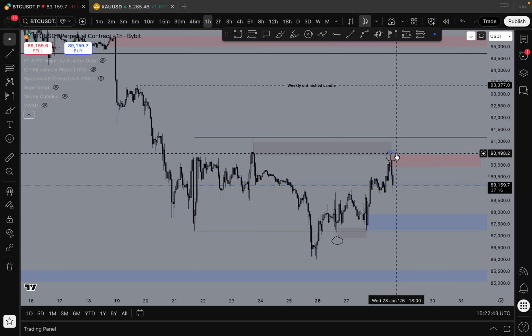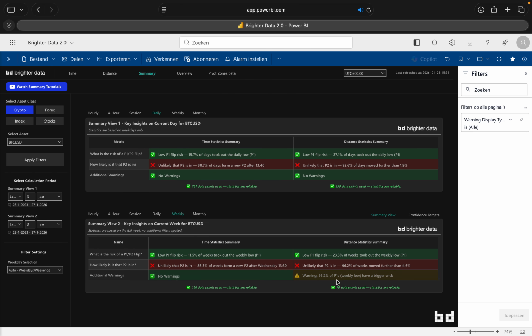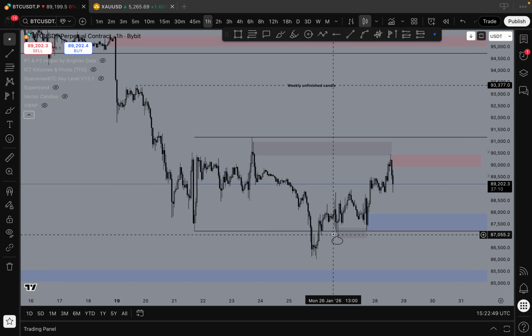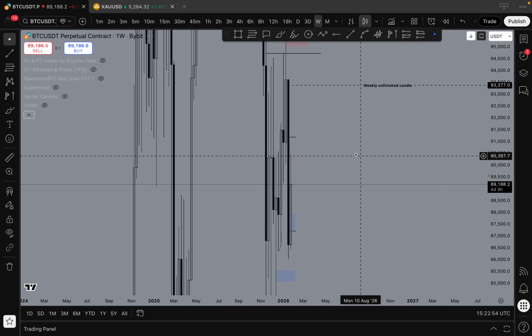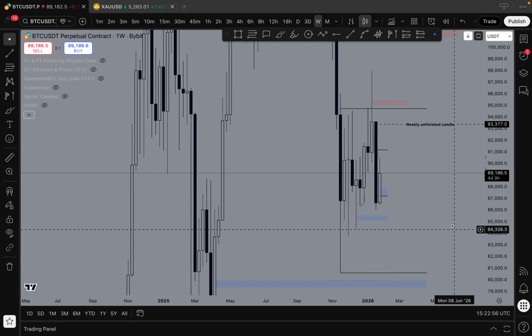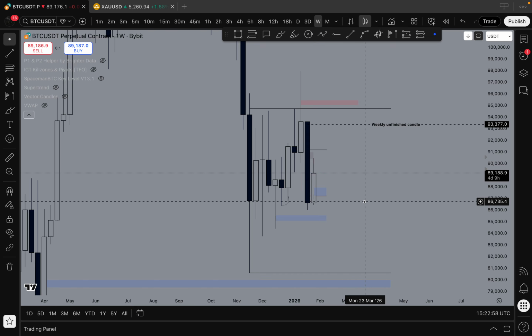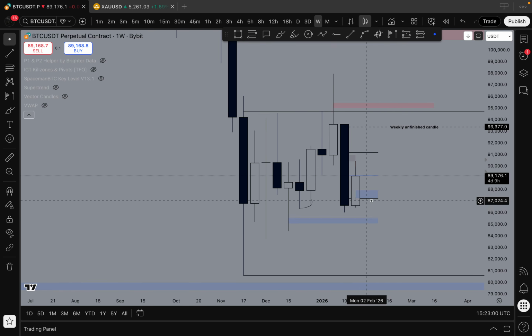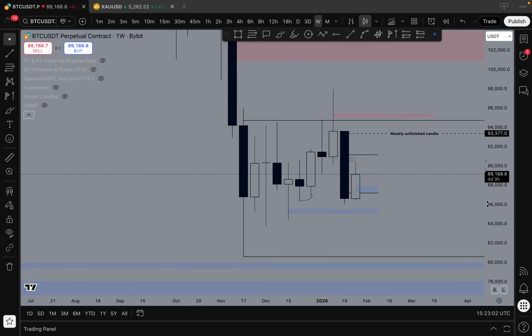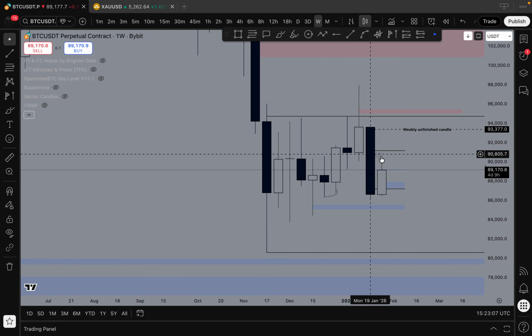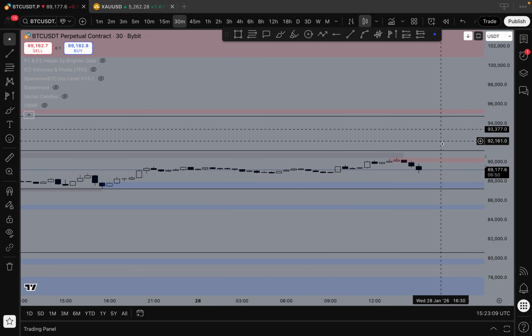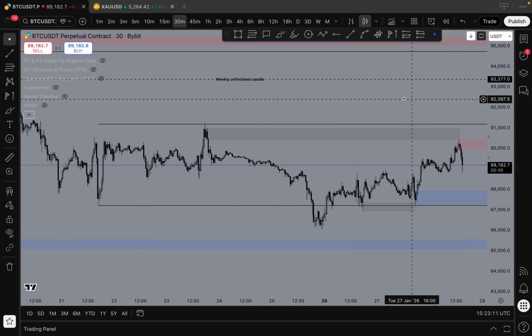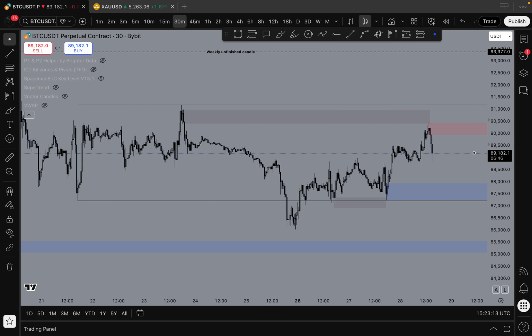One thing to keep in mind is that we have a warning sign. 96% of the weekly lows have a bigger wick. So if we look at the weekly with a small wick to the downside, 96% of the weeks have a bigger wick, but yeah, like last week we had no wick to the upside and that candle also survived, so not giving too much weight to that. For now, just playing this range till it stops working.